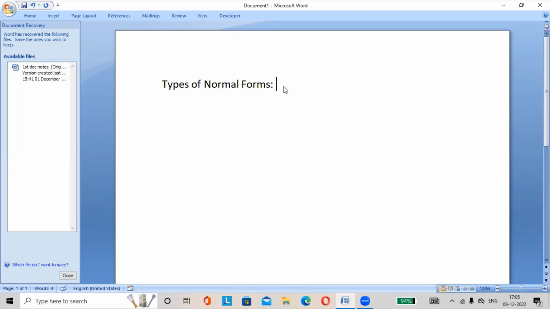Okay, how many types of normal forms are present? Types of normal forms. There are 6 types of normal forms: first normal form, second normal form, third normal form, Boyce-Codd normal form, fourth normal form, fifth normal form. First one is first normal form.